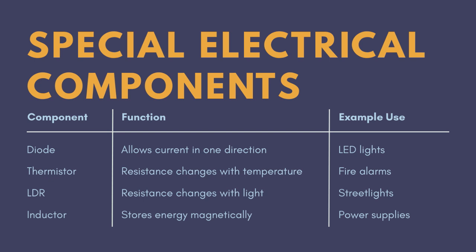Lastly, the diode allows current to flow in only one direction, which is essential for converting AC to DC in power supplies and protecting circuits. These components are fundamental to many systems, highlighting how specialized electrical parts enable the technology we rely on daily.